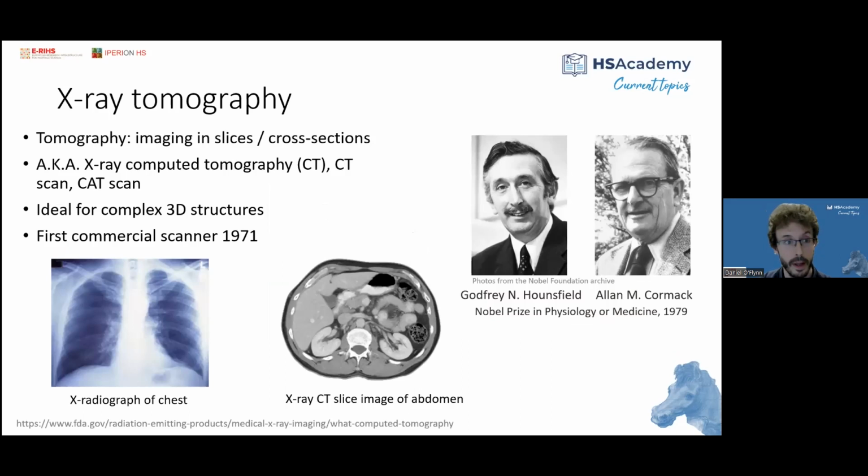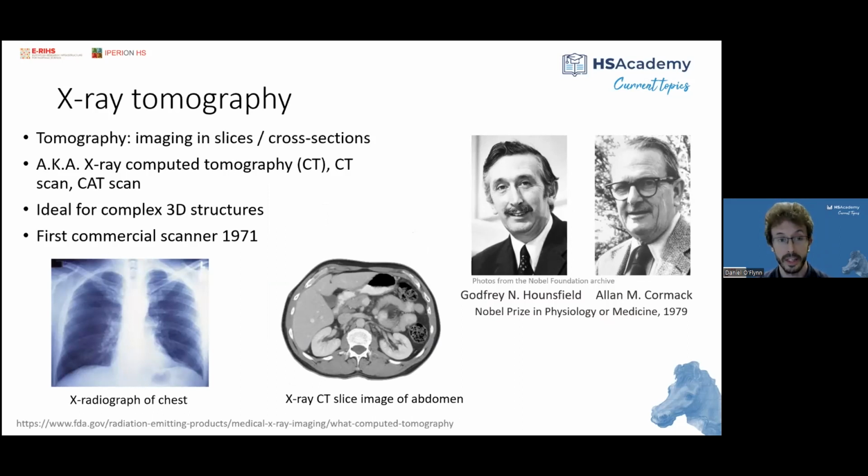In the early 1970s, Hounsfield and Cormack independently developed a technique called X-ray tomography. This means taking X-ray images in slices or cross sections. X-ray tomography is also known as computed tomography, aka CT scanning or even CAT scanning. So there are lots of different ways of naming the same technique.